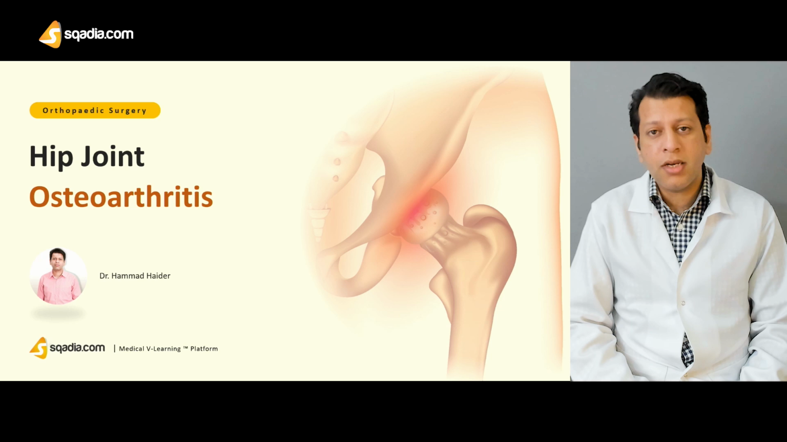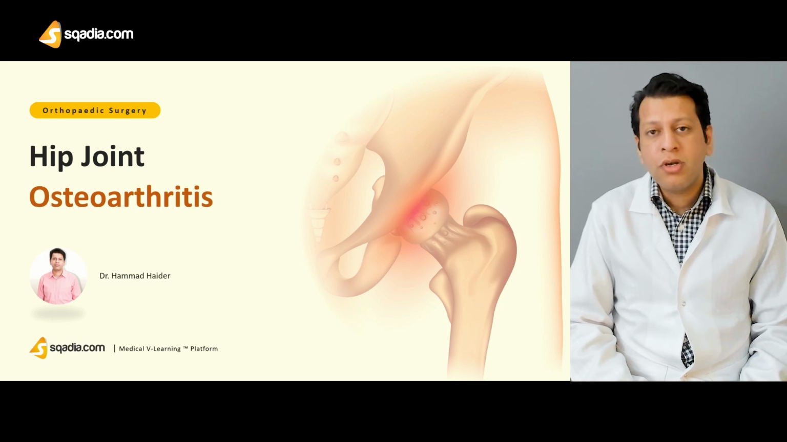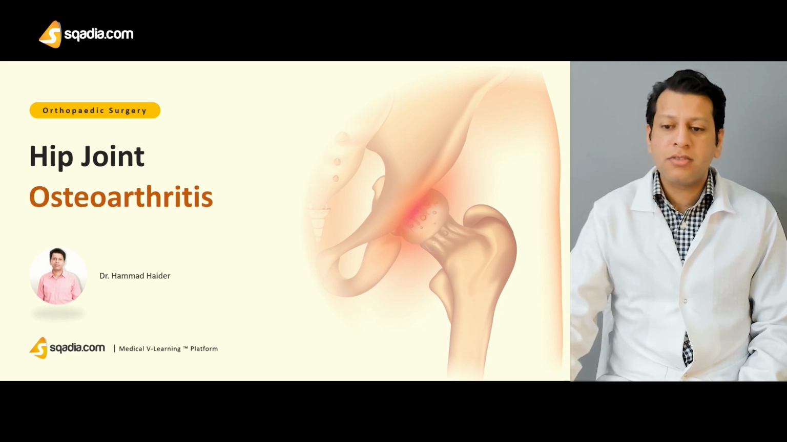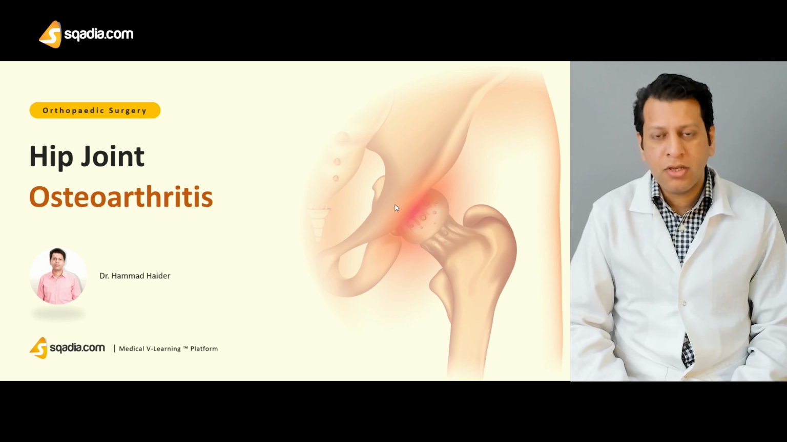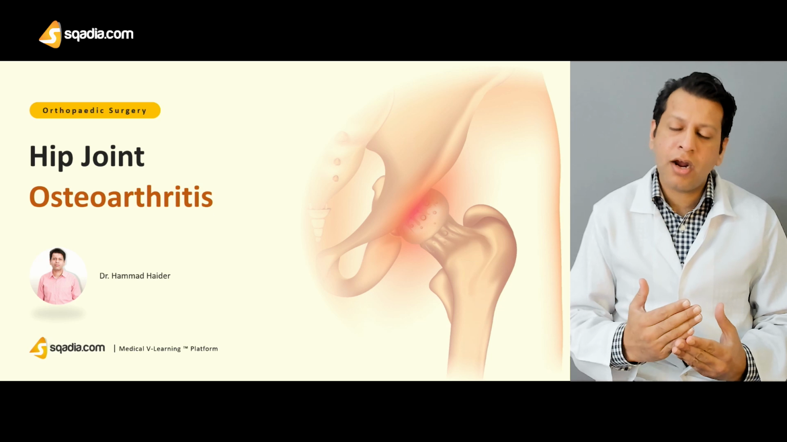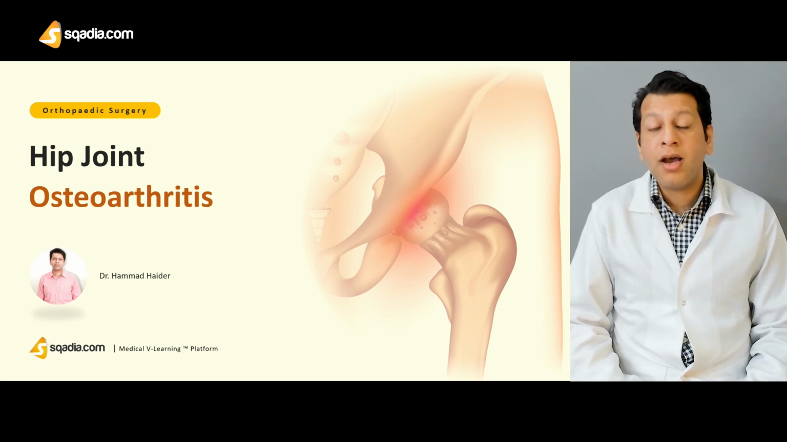Most commonly, hip joint osteoarthritis is a degenerative disease of the hip joint. As you know, the hip joint contains certain structures. If you see over here, this is the proximal femur, this is the head of the femur, and this is the acetabulum, in which the acetabular socket is present. In the normal hip joint, the femoral head articulates with the acetabular socket, and there is hyaline cartilage covering over the top of it.